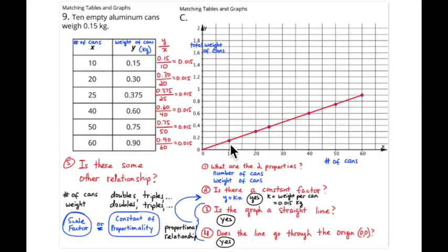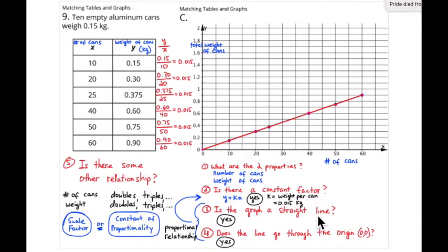Is the graph a straight line? And in fact, it is a straight line. So you can draw a straight line, and that graph actually goes through 0. If you have 0 cans, then you have 0 weight. And this is the reason we talk about proportional relationships going through the origin, (0, 0). Because if you have 0 of one of the properties, then you have 0 of the other property. So if you have 0 cans, then you have 0 weight.